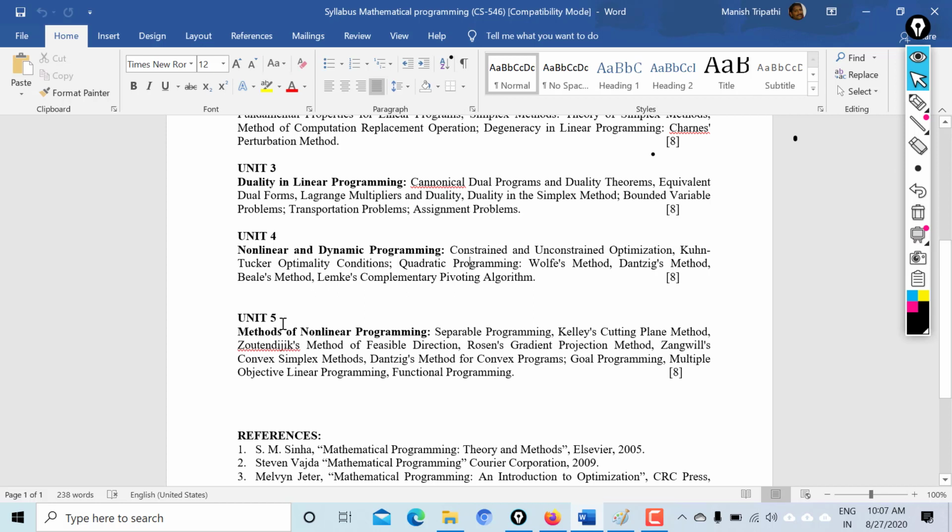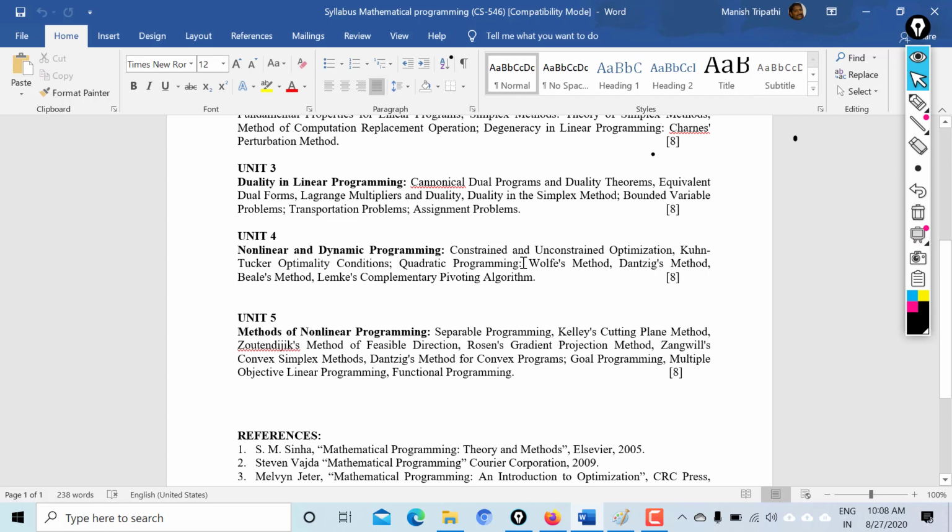And in the last unit, methods of nonlinear programming, separable program, Kelley's cutting plane method, Zoutendijk's method of feasible direction, Rosen's gradient projection method, Zangwill's convex simplex method, Dantzig method, convex problem, Boolean problem. We can see that there are different kinds of theorems in unit 5.